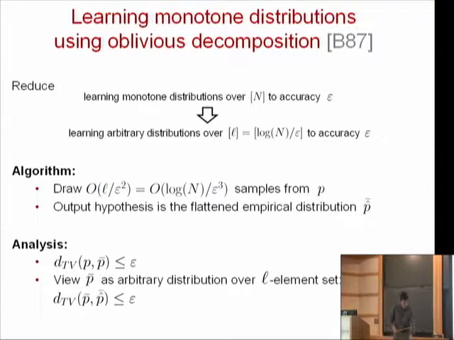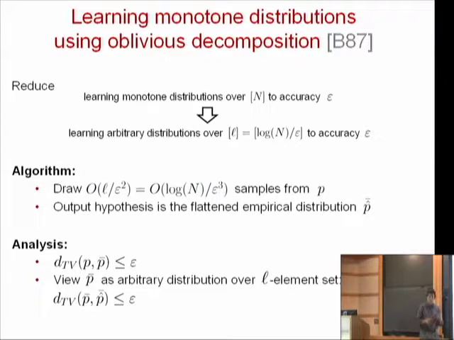So given that, you can fit the entire algorithm and analysis of Birge for getting the log n over epsilon cubed samples into one slide. How does he do it? Well, he reduces the question of learning monotone distributions over this n element set to learning arbitrary distributions over the buckets. So let's think about it for a sec. The algorithm is just you draw L over epsilon squared samples. Remember, this is the number of samples you need to learn an arbitrary distribution over an L element set. So you get that many samples, which is log n over epsilon cubed samples from the monotone distribution.